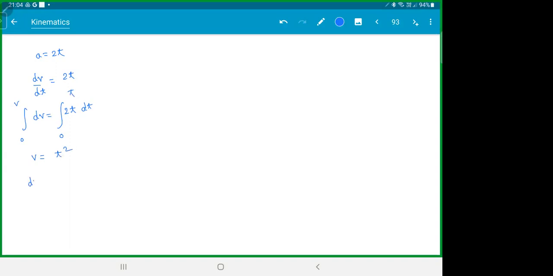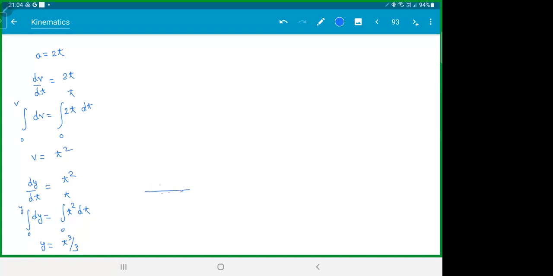Again, v is dy by dt because it's going in the vertical direction. This is t square. We get dy is integral of t square dt, with y from 0 to y and t from 0 to t. We get y is equal to t cube by 3. So this is the height of the rocket as a function of time t.